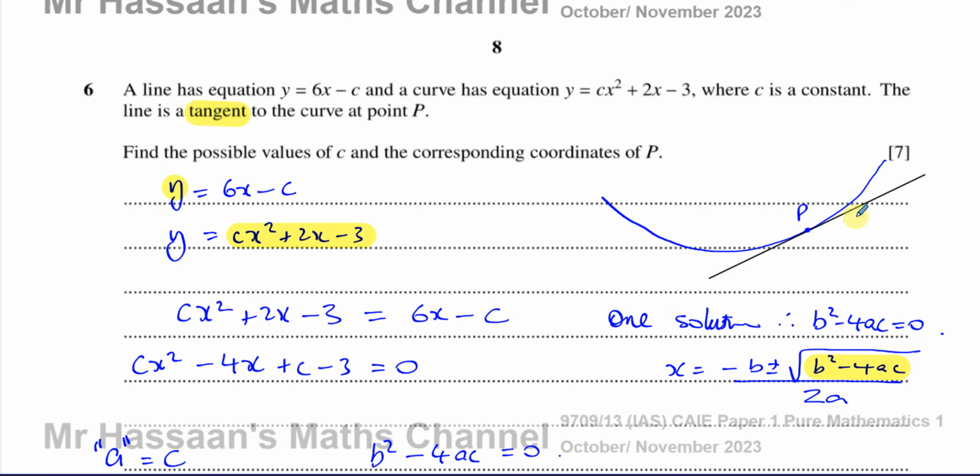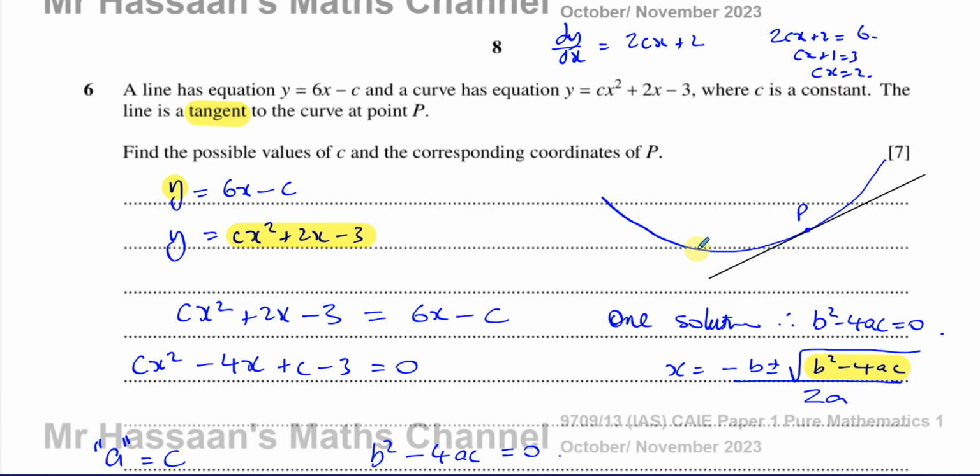So if the gradient of this tangent is 6, then the gradient of the curve at the same point, where P is, is also going to be 6. If we find dy/dx, that will give us 2cx plus 2. Then we can say that 2cx plus 2 is equal to 6, which gives us cx plus 1 equals 3. So cx equals 2. At the point where P is, c times x equals 2.